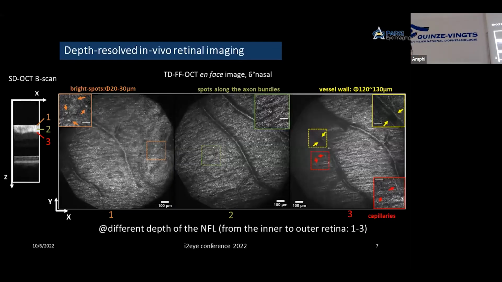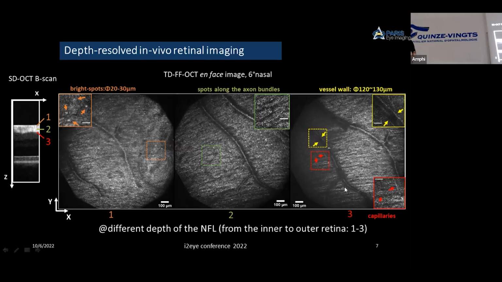Then we move to the nerve fiber layer. Thanks to the good optical sectioning of our system, 8 microns, we are able to visualize different details at different depths of the nerve fiber layer. Here I show an example from 3 layers in the nerve fiber layer. The first one is the inner limiting membrane, on the top. In this first image, we can see some bright spots, with a size of around 20 to 30 microns. In the second one, in the middle, we can find some micro-sized hyperreflective spots along the axon bundles.